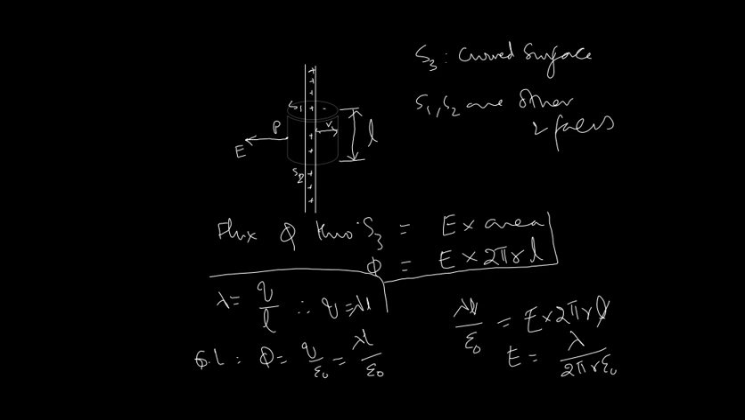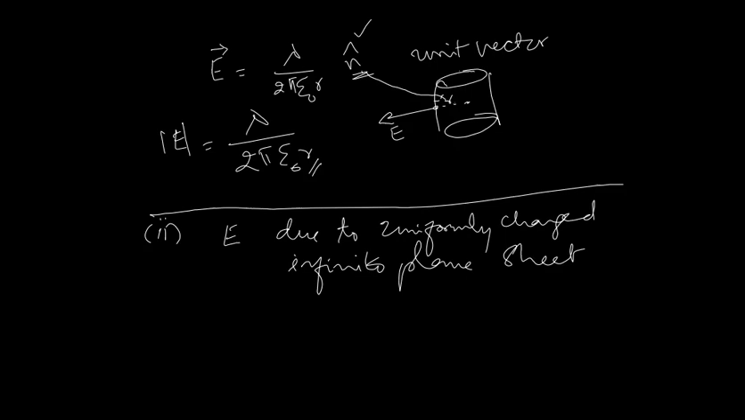This is not the Gauss law, but the Gauss law is Q by epsilon naught. Q is replaced by lambda L by epsilon naught. So we are equating this with the Gauss law, and E into 2 pi r L equals lambda L by epsilon naught. So L gets cancelled, and E is equal to lambda by 2 pi r epsilon naught. If you are considering it as a vector, then you put the unit vector, which is the unit normal.